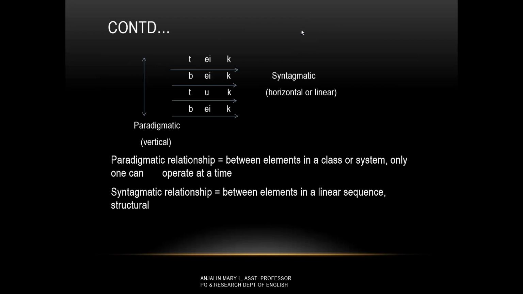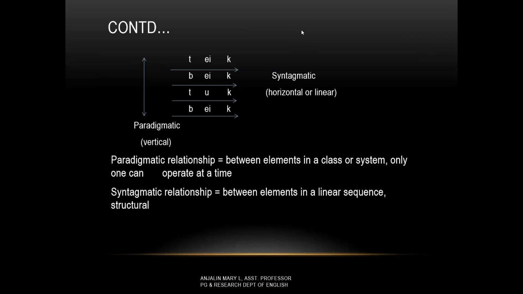So paradigmatic relationship is between the elements in a class or system. Only one can operate at a time. Whereas syntagmatic relationship is between the elements in a linear sequence, which is structural. Okay. So this can be illustrated with the example that I have given, where the horizontal or the linear line is syntagmatic and the vertical line is paradigmatic.